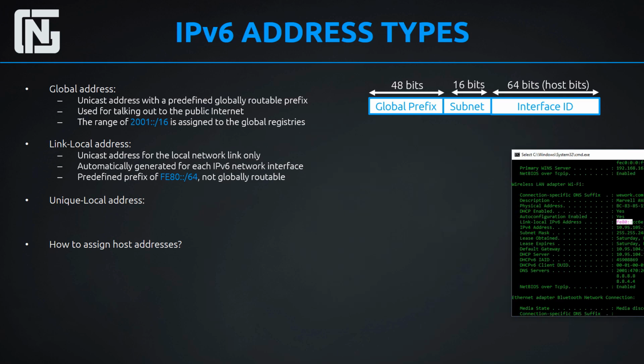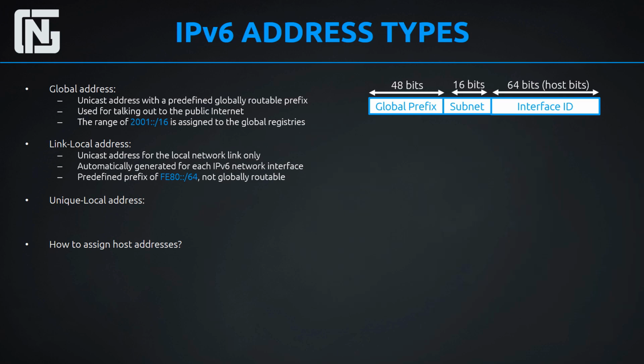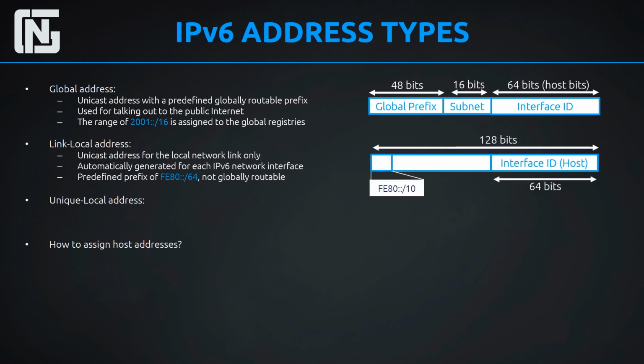So if we wanted to break this down like we did the global address, we could just look at it like this. It's really just a series of host bits, and in the beginning, in the first 10 bits, it's FE80. Now it doesn't mean this whole thing is a /10, we're just saying /10 here because that's the first 10 bits that create FE80, right? All right, so that is the link local.